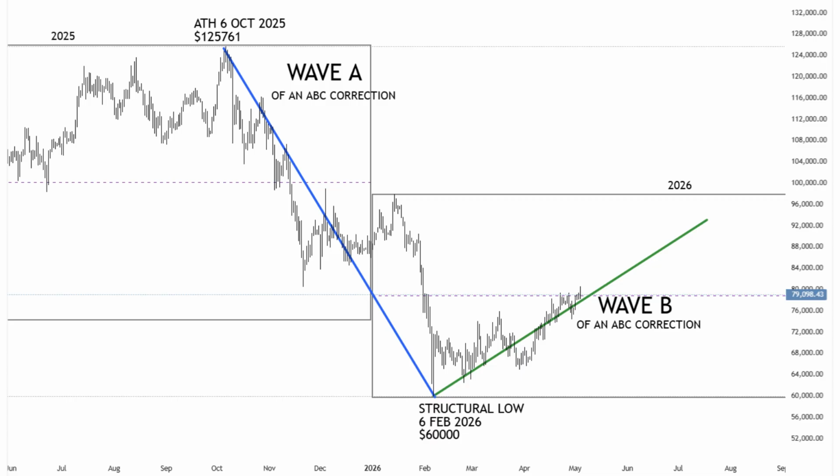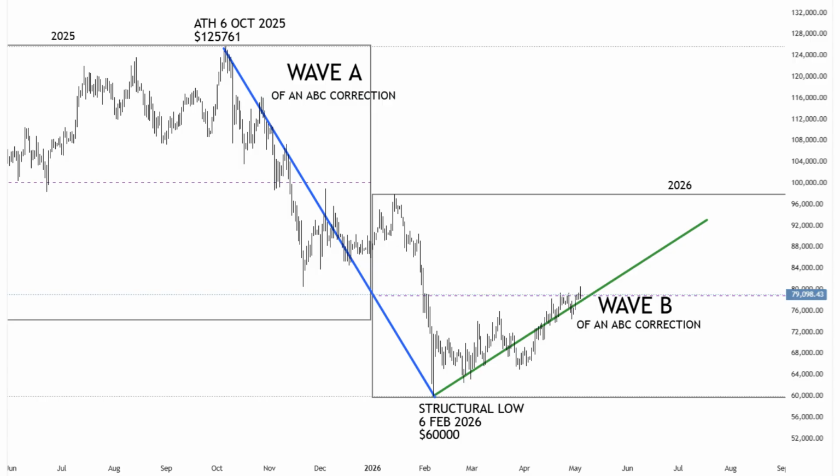Now, current price action is playing out Wave B, the rally phase of the correction, and Wave B rallies are notoriously dangerous precisely because they feel so convincing. So what is actually driving this rally, and why are we suspicious of it? Bitcoin gained 12.7% in April, but when you look under the hood, the fuel driving this move is not the kind that sustains a genuine bull market.